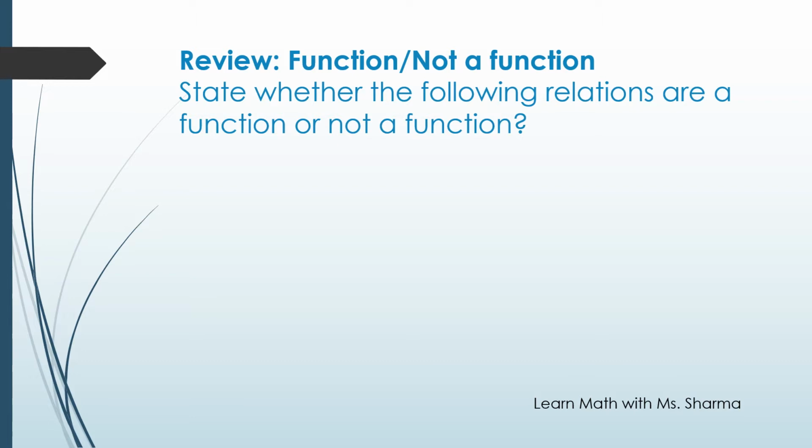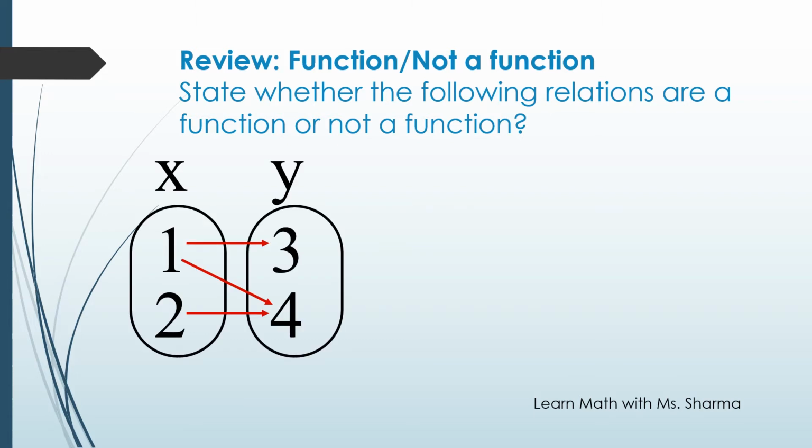Review: function or not a function. State whether the following relations are a function or not a function. Given x maps onto y, we see 1 maps onto 3 and 1 maps onto 4. 2 maps onto 4 also. We see 1 is repeated in the domain. So this is not a function. This is not a function because the domain is repeated.